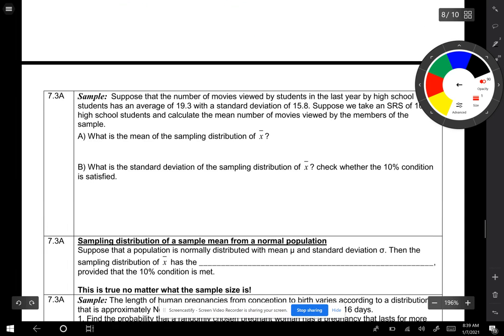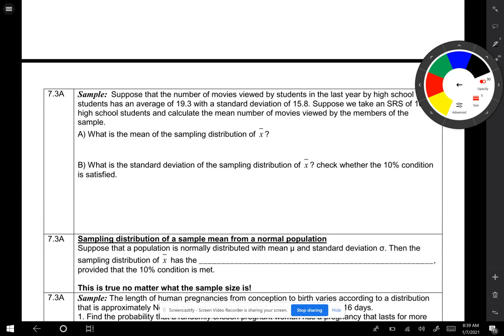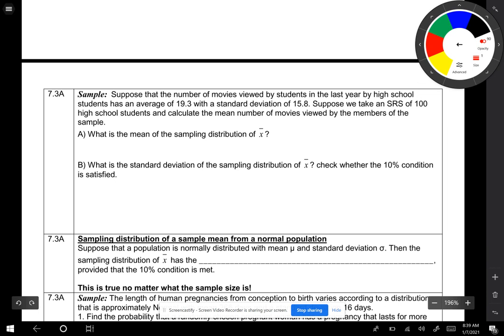Let's do an example. Suppose that the number of movies viewed in the last year by high school students has an average of 19.3 with a standard deviation of 15.8. Suppose we take a simple random sample of size 100 high school students and calculate the mean number of movies viewed by the members of the sample. What is the mean of the sampling distribution? The mean of the sampling distribution is equal to the mean of the population, and therefore that is equal to 19.3.